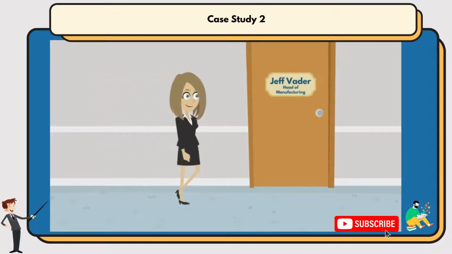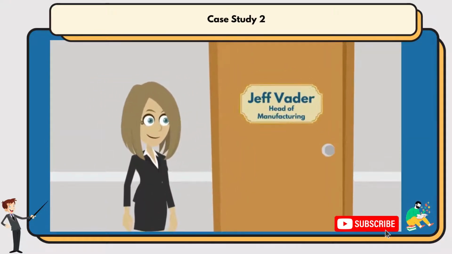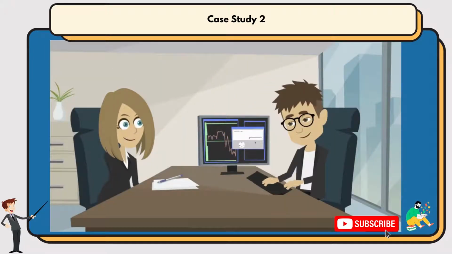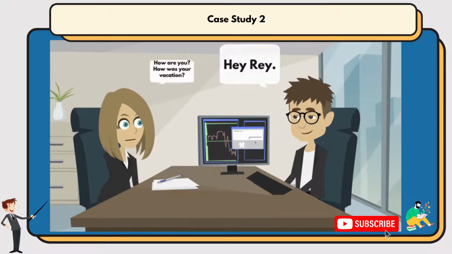Ray goes to Jeff's office. She sees his name and title on the door. Jeff Vader, head of manufacturing. The two meet. Hi Jeff. Hey Ray. How are you?